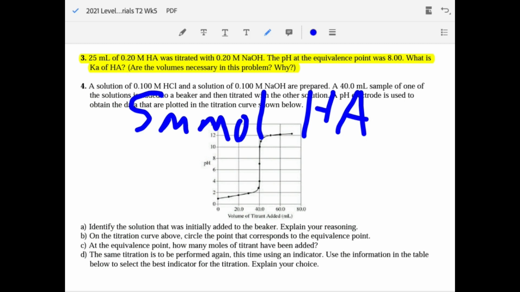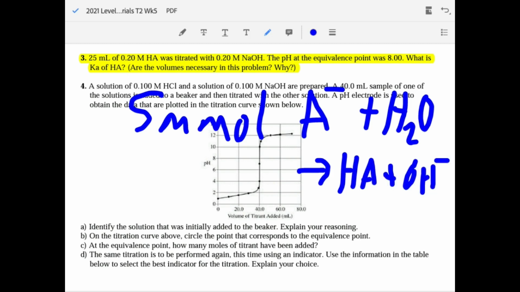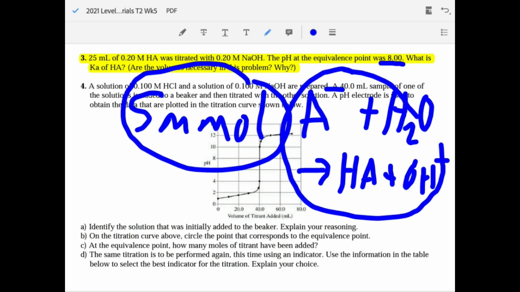Now this A minus at the end, when the two react, what it does is it further reacts with the H2O, or the water, to give HA plus OH minus. Now this OH minus is what's causing the pH to be 8. And normally you would use Ka to get the pH at the equivalence point. But now it's the opposite. So you have to use this equation and the fact that you had 5 millimoles to get the 8.